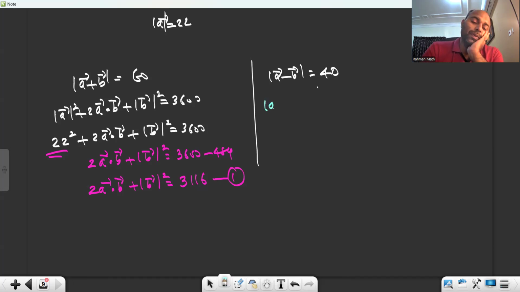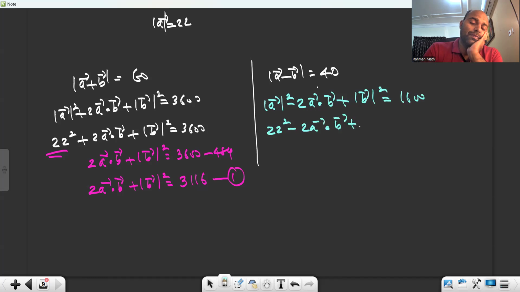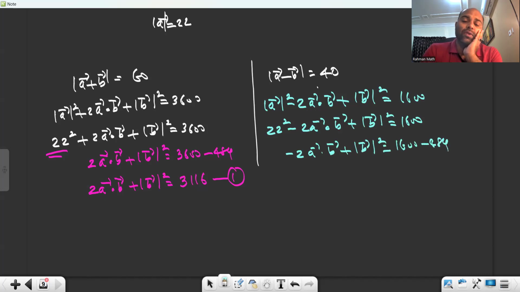When you're squaring, magnitude A square minus 2A dot B plus magnitude B square equals 1600. Magnitude A square is 22 square. So minus 2A dot B plus magnitude B square equals 1600 minus 22 square. So you get the second equation, equation number 2.